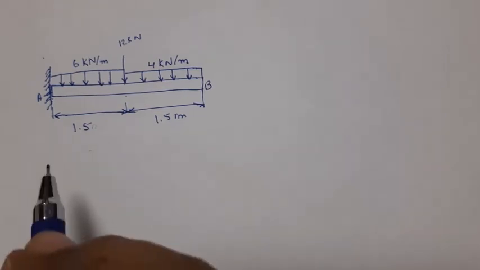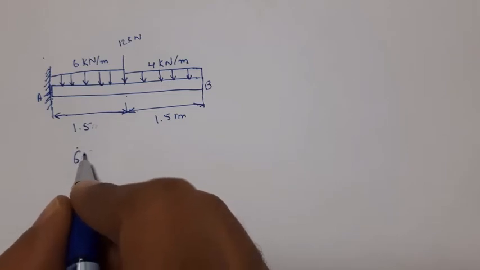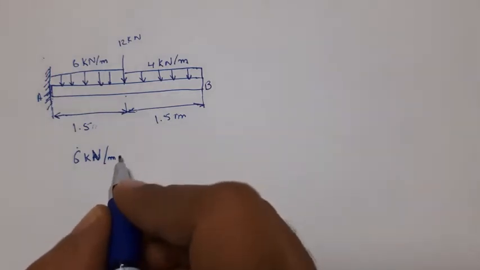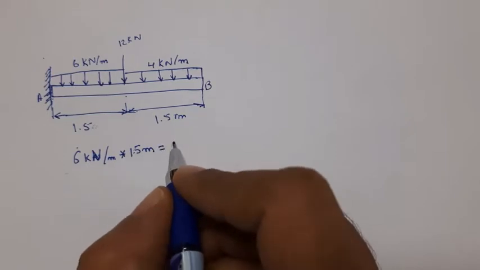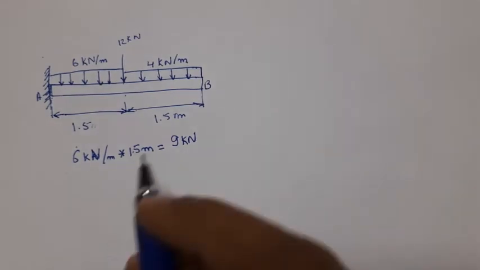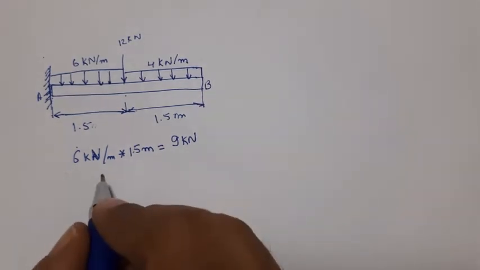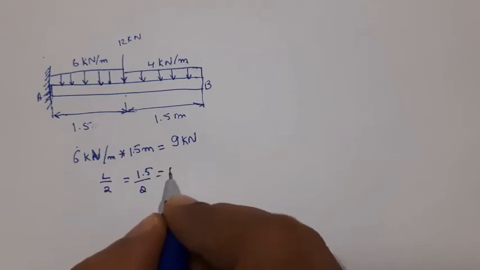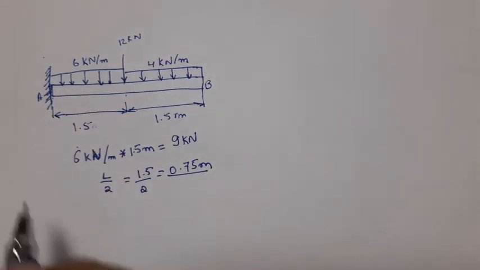Now these uniformly distributed loads can be replaced by equivalent point loads. How will you get the equivalent point load? The first load that we take is 6 kilonewton per meter into 1.5 meter. So what you get here is 9 kilonewton. Okay, so 9 kilonewton at a distance of how much? You have already found this, L by 2, that is 1.5 divided by 2, a distance of 0.75 meter. This load will be acting there. This is the first load.